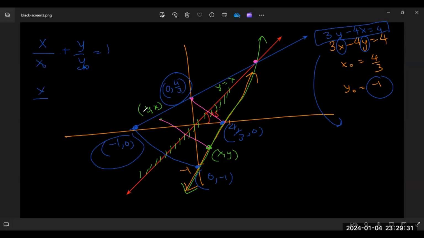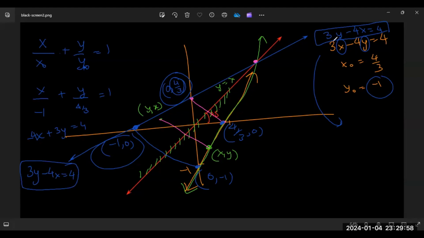What is x naught for this line, for the blue line? Minus 1. Plus, what is y naught? 4 by 3. So let's simplify. It becomes minus x plus 3y equals 4, or 3y minus 4x equals 4. Is that what we got? Right. Yes.